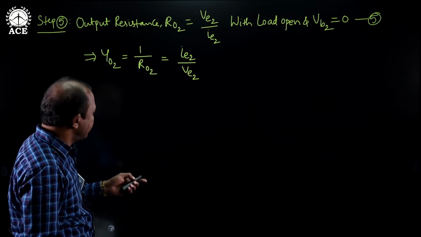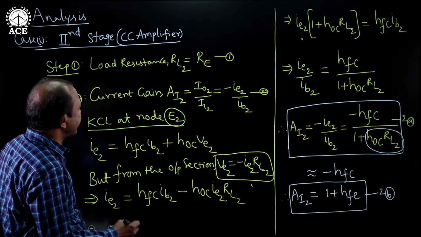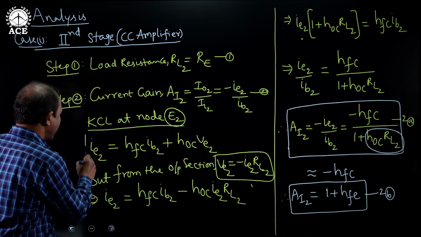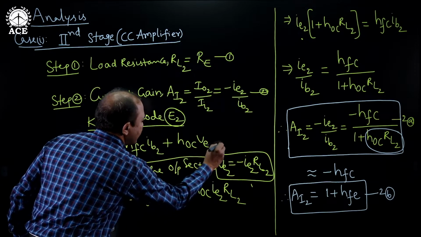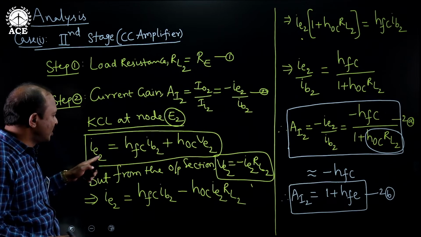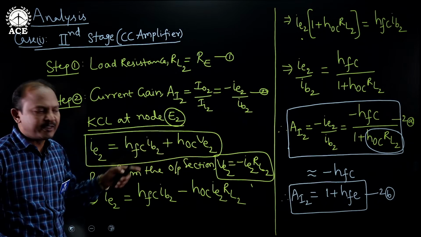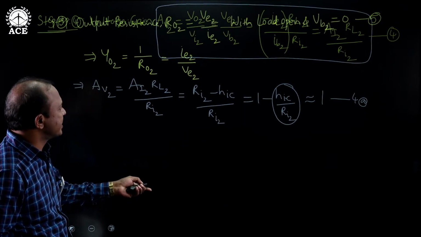But I hope you remember, in the previous part, while estimating current gain, we got an equation for IE2. If you look at this equation, this is what I was talking about. I will be using this equation there as it is. IE2 equal to HFC IB2 plus HOC VE2 is the equation available with us. I want to use this equation there.